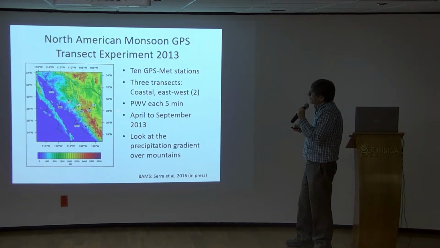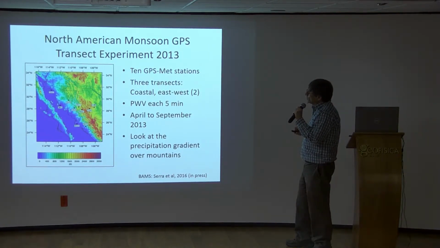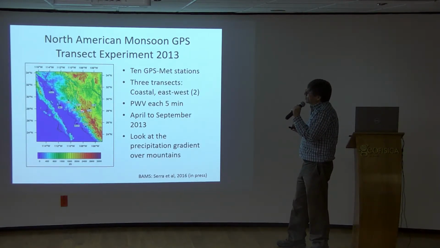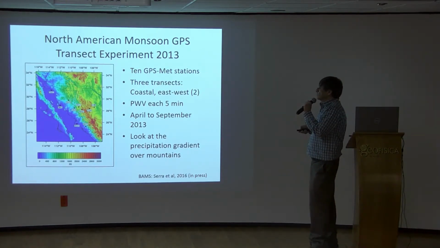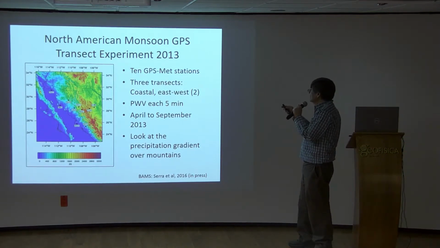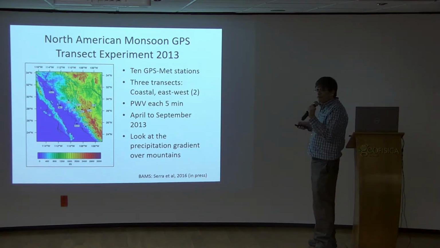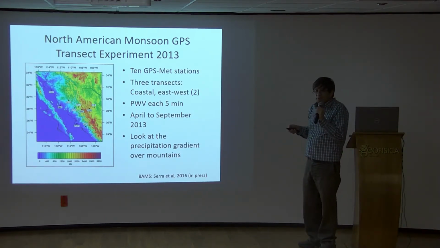So the thing is that we needed a contrast here across the mountain range, because earlier experiments did not really look into that. They were more interested in along the mountain range. Okay, so we have 3 transects from east to west. We have also precipitable water vapor measurements from the GPS every 5 minutes. This is very interesting because it's a continuous measurement.